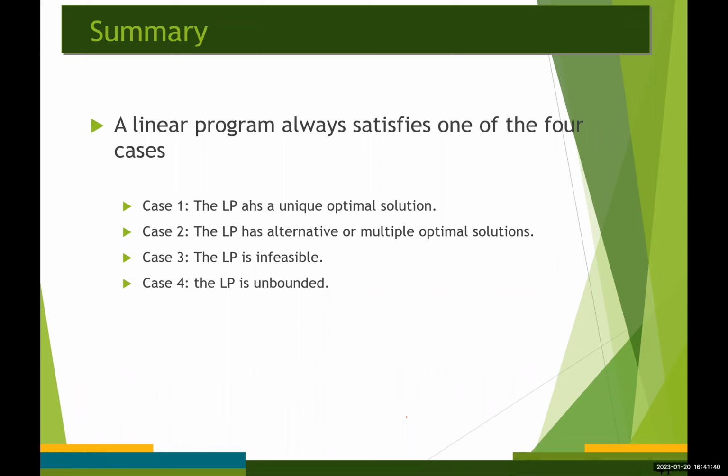There are points in the feasible region with arbitrarily large objective function value in a maximization problem, or arbitrarily small objective function values in the case of minimization problems.